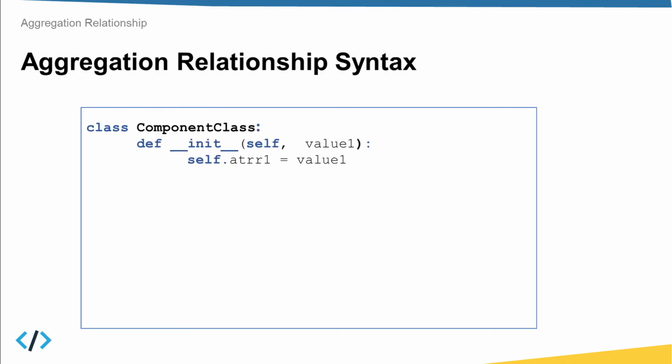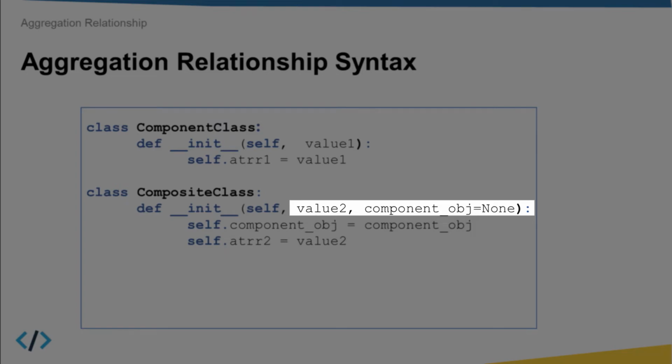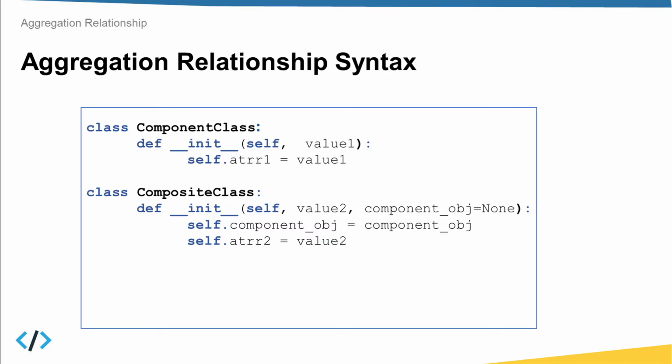First of all, you have to define the component class. Next, you have to define the composite class. And as you see here, the component class object is just a parameter inside the constructor method of the composite class. This parameter accepts the value of None because, as I mentioned, the component class could exist independently of the composite class.